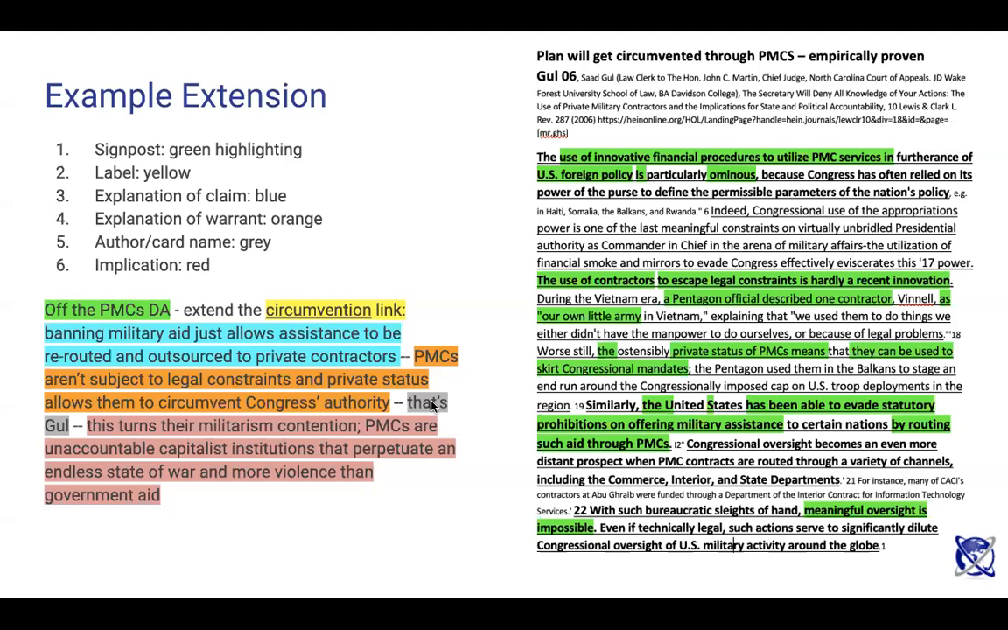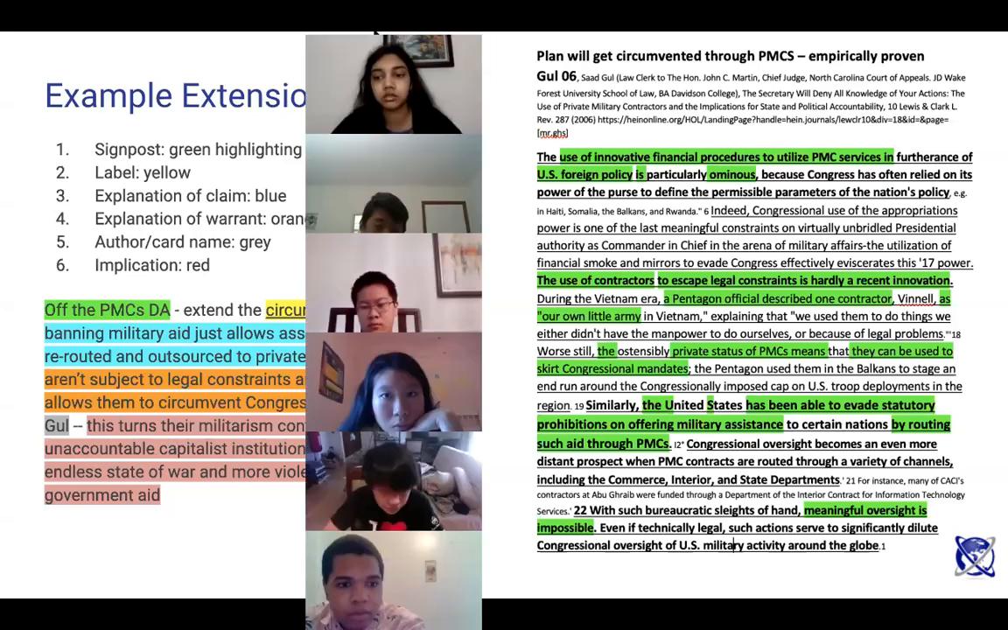The last part after that is just the implication, right? The implication here is that it turns their specific contention about militarism, because PMCs would create more wars and violence than government aid would, okay? I know that was kind of dense, and this example might be a little confusing, but does everyone see the structure of how the extension works?